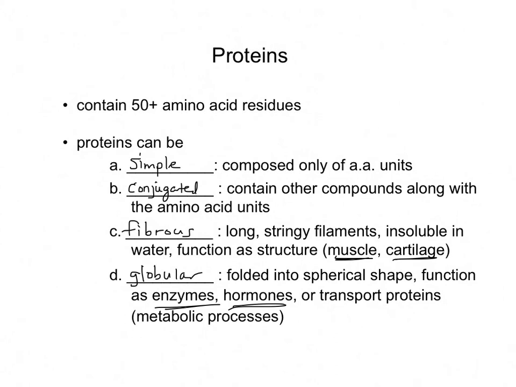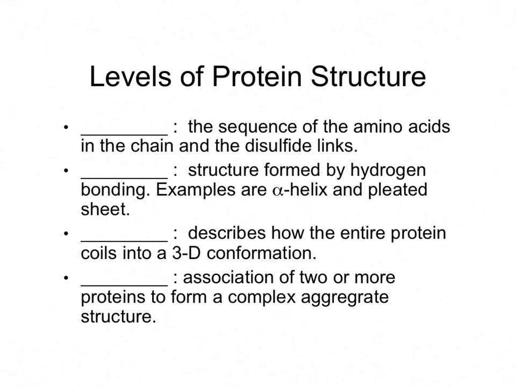So now, let's talk about protein structure. Proteins are a little bit more complicated than just peptide bonds. So what we're going to do is attack the 4 possible levels of structure that you're going to run into. The first one is simply the sequence in the long chain. That is the primary structure.